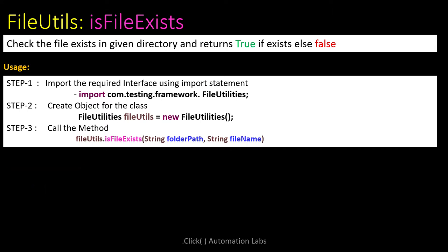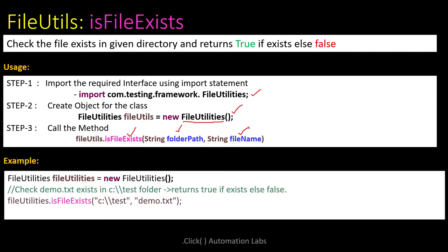The usage would be you need to import the required class. That is the class com.testing.framework.file utilities, and it has a method called isFileExist. This is how you can create an object for your file utilities class. Once you type a few letters and press control space, this import would be added to your Eclipse code base, and this is my object name, and isFileExist is a method. It takes two arguments. One is the folder path and the other one is the file name.